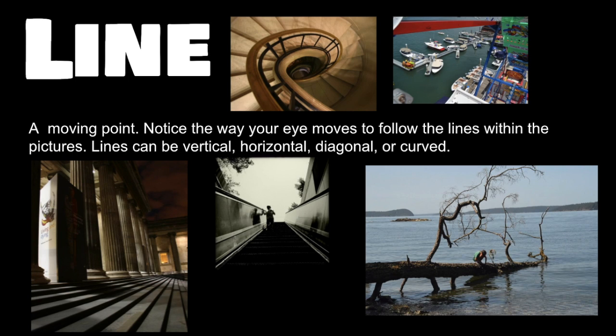So one of the elements of art is line. Line is defined as a moving point. Notice the way your eye moves to follow the lines within the pictures. Lines can be vertical, horizontal, diagonal, curved, and in many other formats. Look at the pictures provided here. Recognize the lines in each picture. How do they contribute and make each picture better?